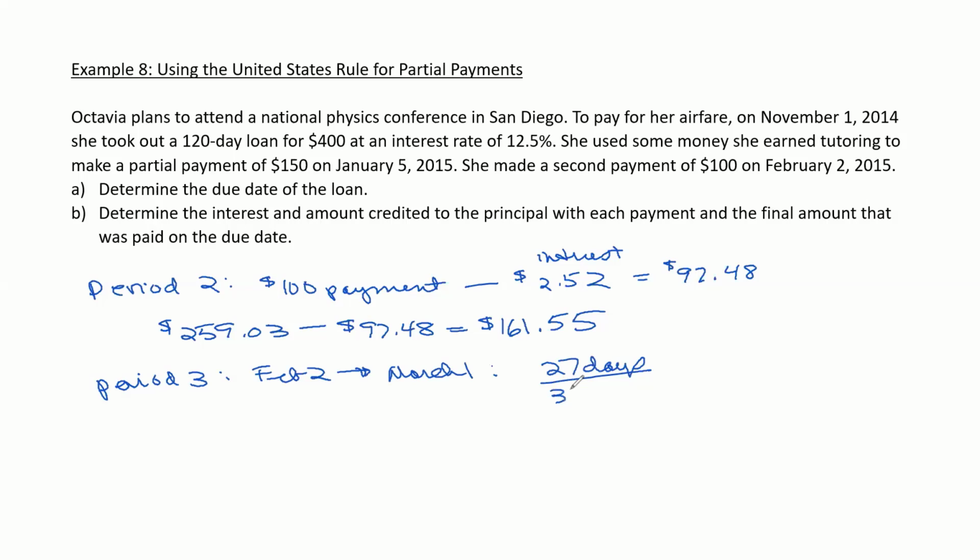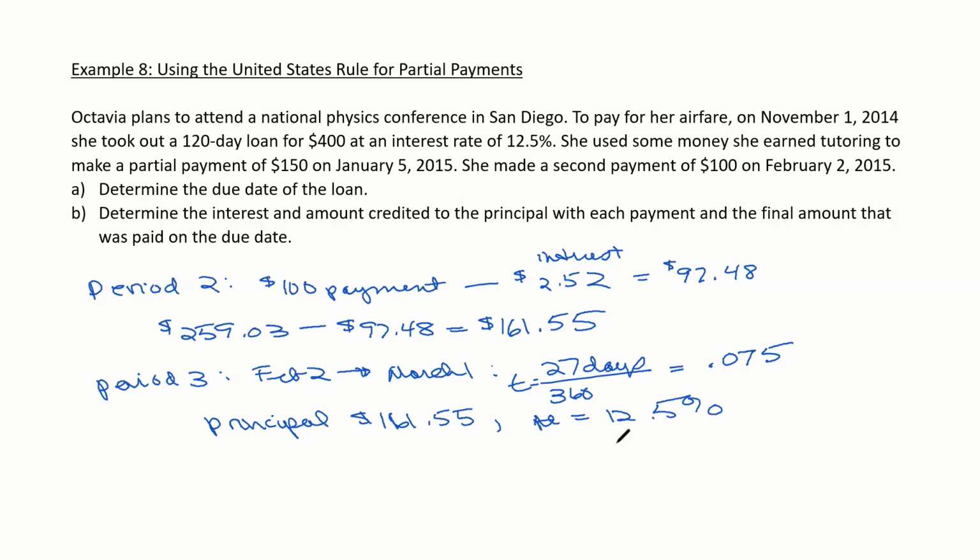So 27 out of 360 is going to be our time, which is 0.075. And our principal now is $161.55. And our rate remains at 12.5%.